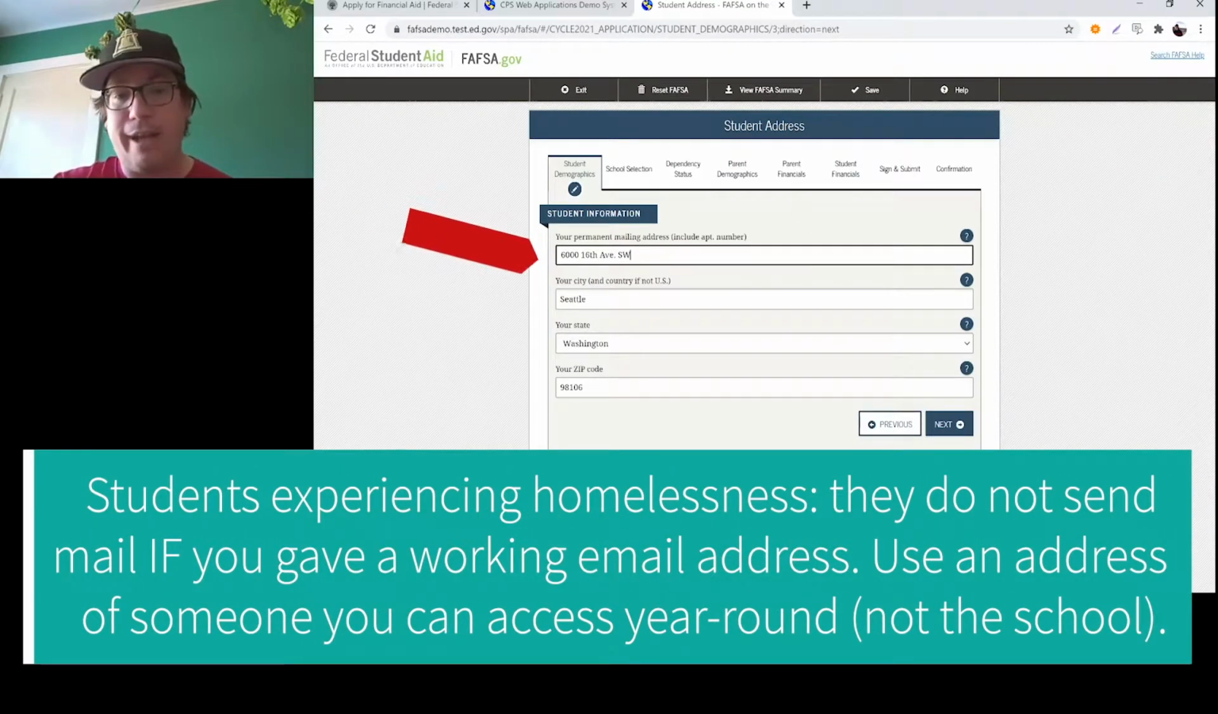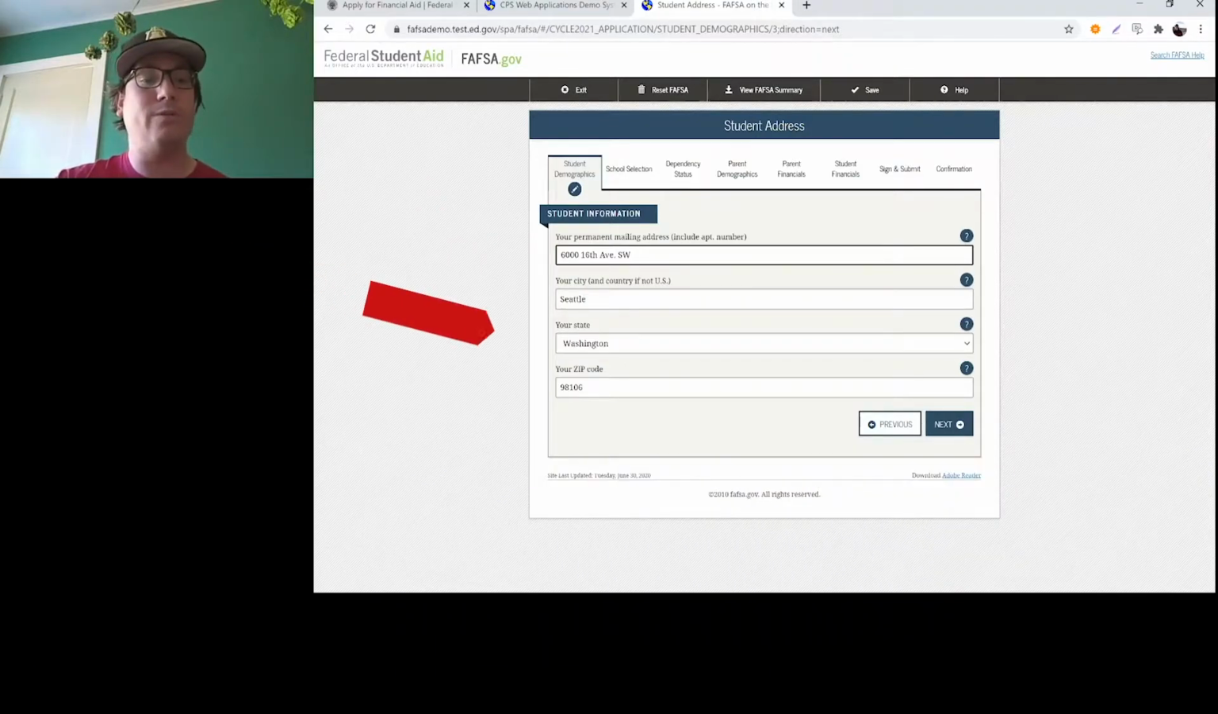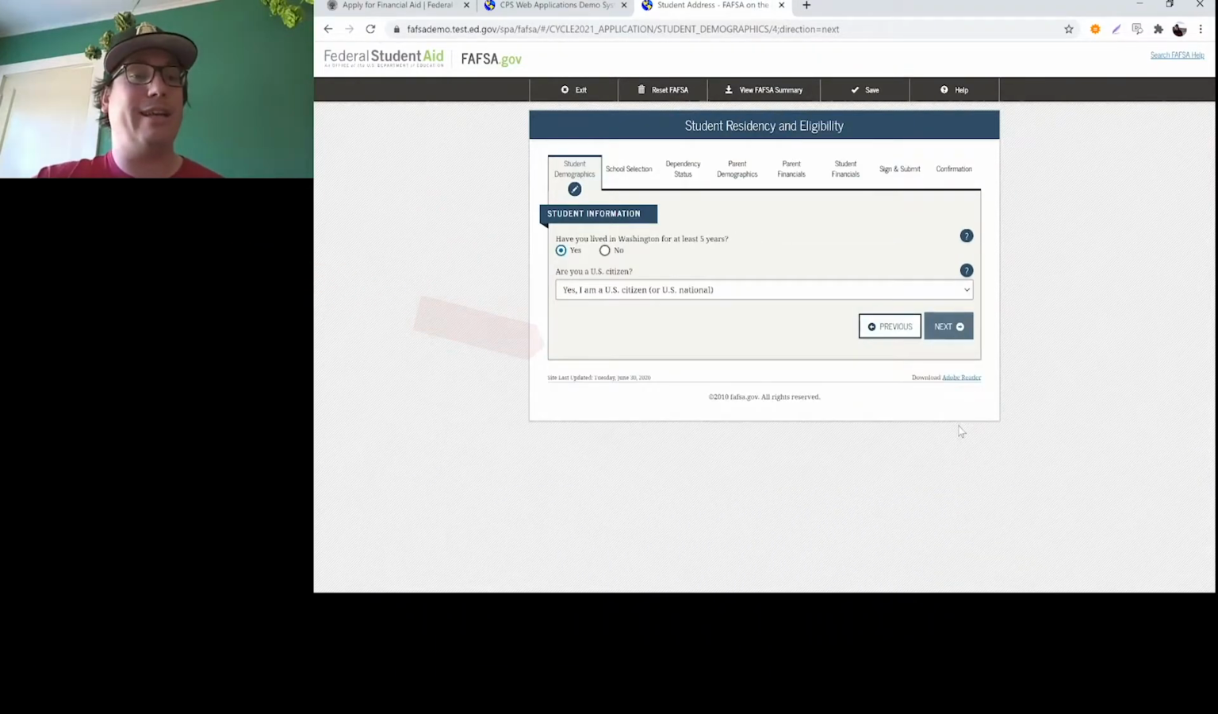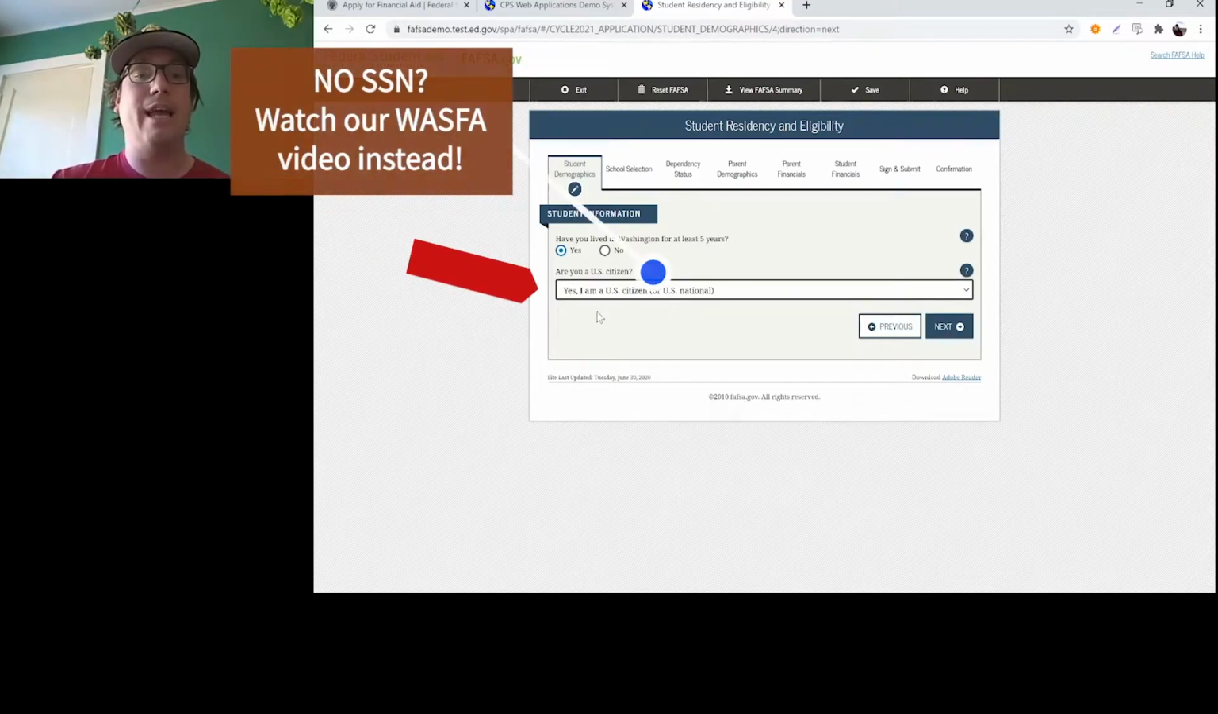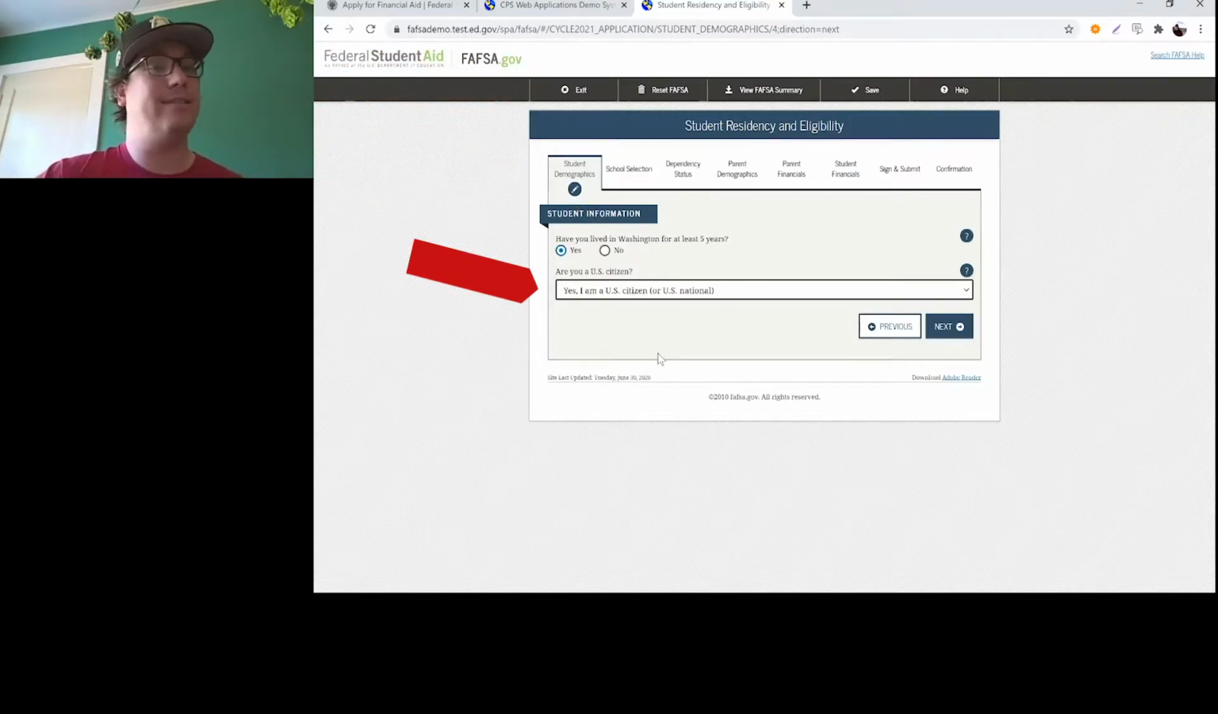What is your address? Okay, so put wherever you live. Shouldn't be too crazy. I don't think they use this too often, but the important thing is what state you live in, because as you'll see on the next question, it'll ask, have you lived in Washington for at least 5 years? Pick yes or no. And again, for this next question, are you a U.S. citizen? If you are not a citizen or eligible non-citizen, you should probably be completing the WAFSA. If you're an eligible non-citizen, that means you have a green card, and you should still be doing the FAFSA because you have a social security number.